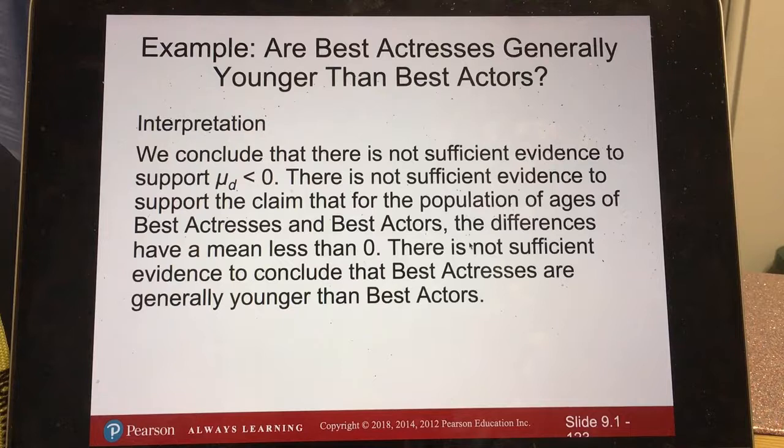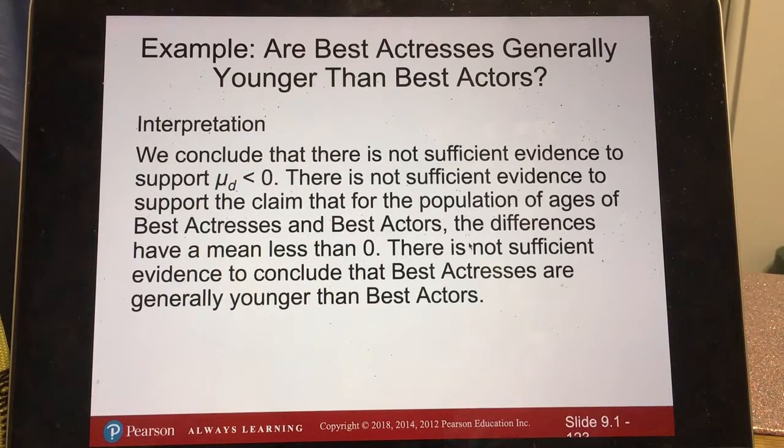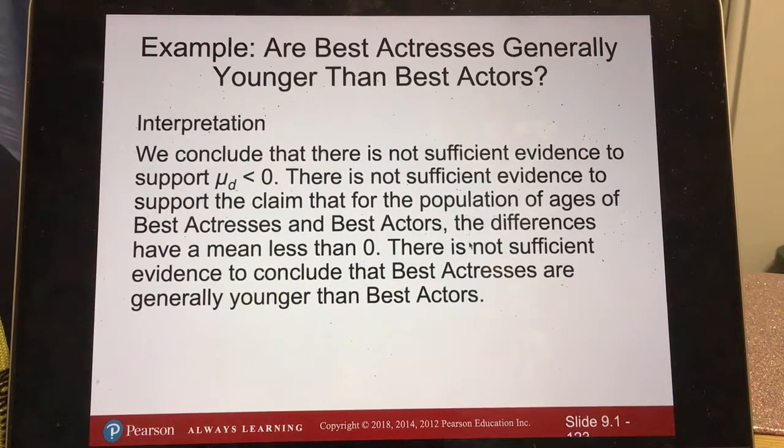There's not sufficient evidence to support the claim that for the population of ages of best actresses and best actors, the differences have a mean less than 0. There is not sufficient evidence to conclude that best actresses are generally younger than best actors. So they're just interpreting the results that they got there. But that process is what we're going to use for the other ones as well.